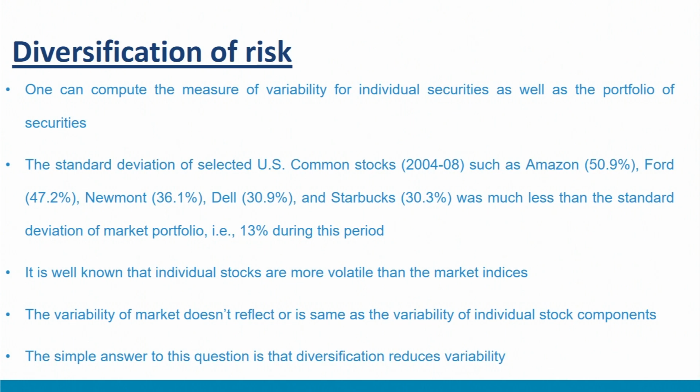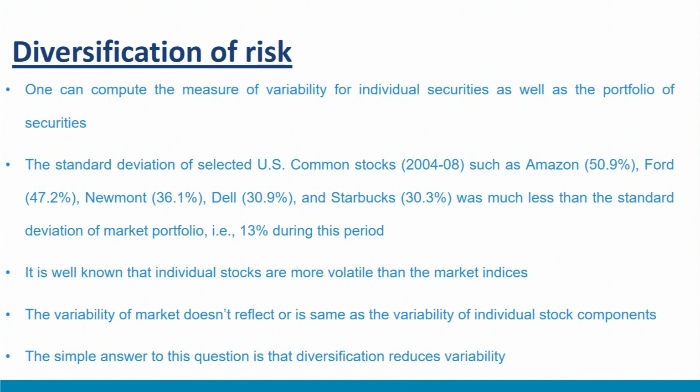Diversification of risk. In this video, we'll discuss the concept of diversification with the help of portfolios. We'll also discuss the concept of specific risk and market risk. One can compute the measure of variability for individual securities as well as the portfolio of securities. The standard deviation of selected US common stocks for the period 2004 to 2008, such as Amazon at 50.9%, Ford at 47.2%, Newmont at 36.1%, Dell at 30.9% and Starbucks at 30.3%, was much higher than the standard deviation of the market portfolio, that is 13% during this period.